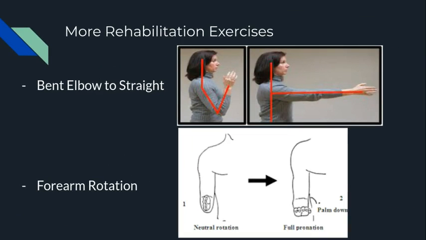Some more rehabilitation exercises are bent elbow to straight. Pretty simple, explained by the picture here. You have a bent elbow with your palm facing sideways, not supine position, halfway pronated, right, in a neutral rotation, and you just straighten out your arm. And then forearm rotation is quite literally going from neutral rotation to full pronation, or from full pronation to supination, and then the other way around.